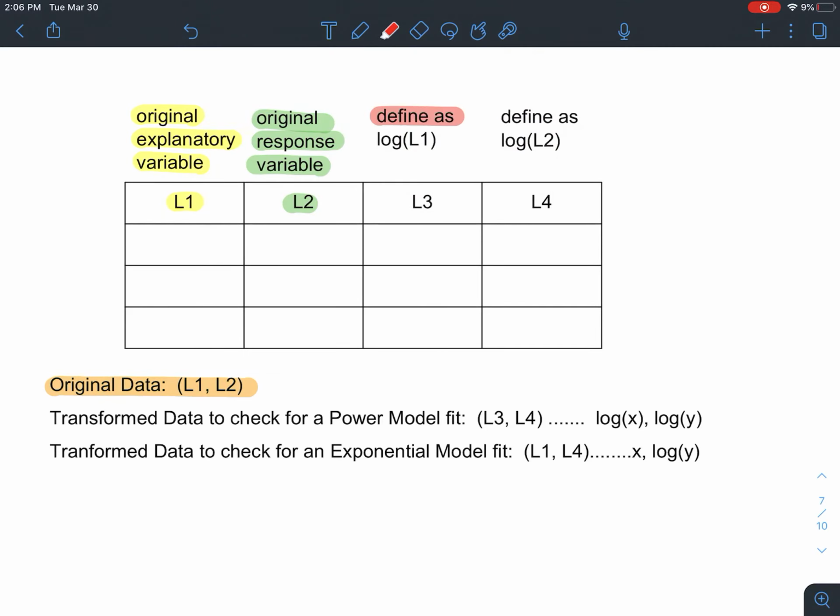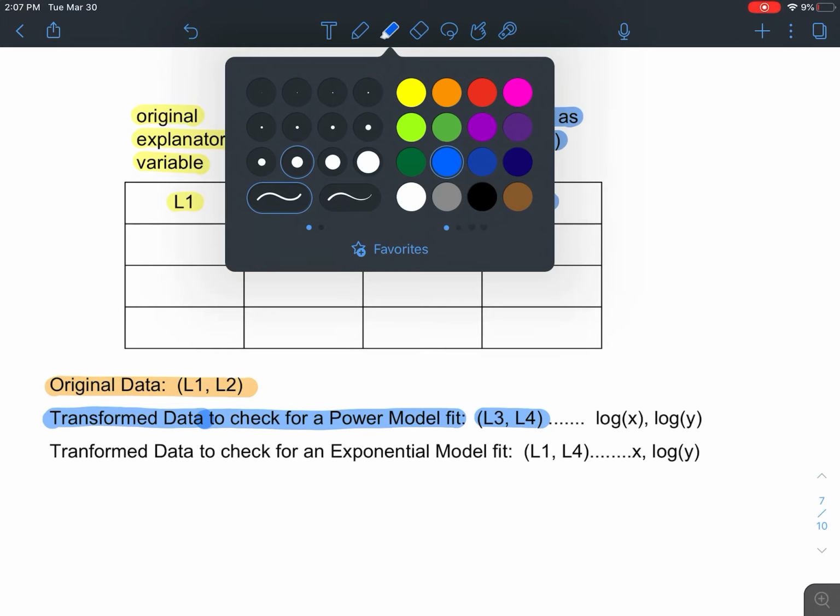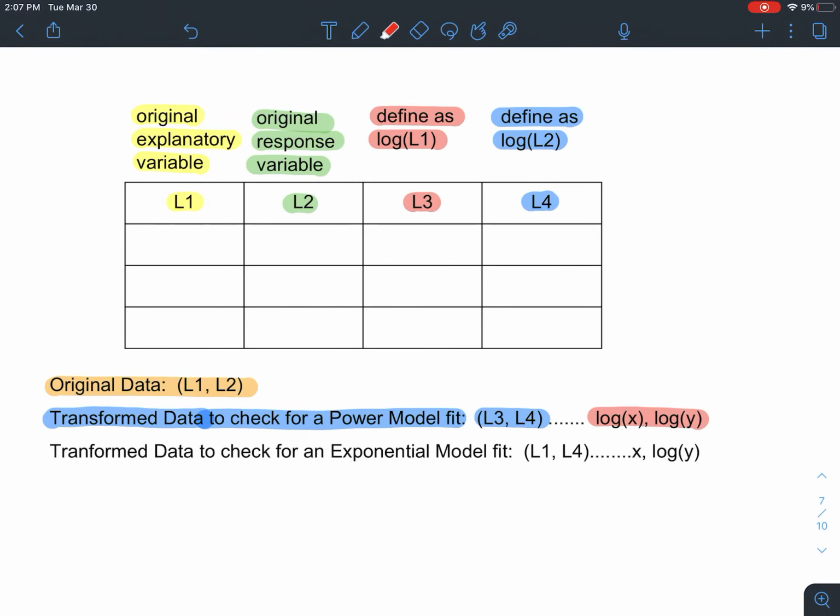You're going to want to define L3 to be log of L1. Log of L1. This is us taking the logarithm of the explanatory variable, and then you want to define L4 to be log of L2. Okay, now this means that we just transformed the data, and if you want to check to see if it's a power model fit, then you would make a scatter plot of L3 and L4. By making a scatter plot of L3 and L4, you're checking if the power model is a good fit.